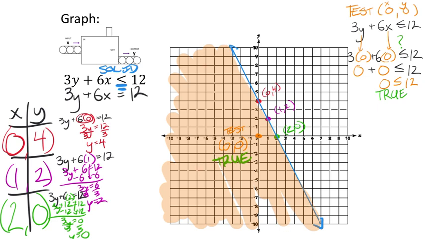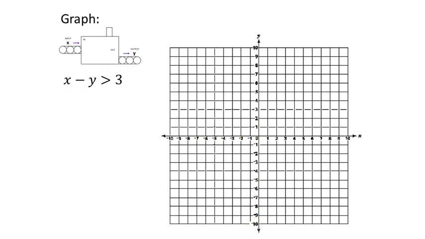So again, just to emphasize this, if you were to test any other ordered pair in this shaded area, it would make the original inequality true. If you were to test any of these ordered pairs in the non-shaded area, it would make the original inequality false. Okay, take a minute, try this one. You may have to pause the video, and then we'll go over it. I hope you guys had enough time to try that one out. Let's get started here. Again, if you need more time, just pause the video.